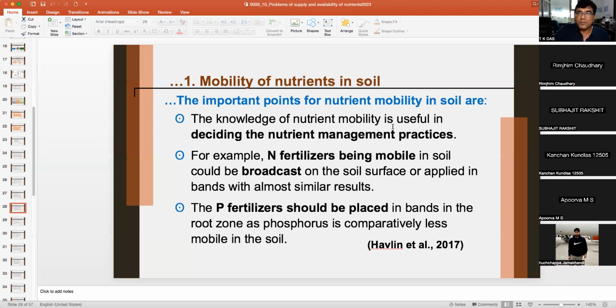Similarly, we know that nitrogen is mobile in the soil. So even if you apply it on the surface, it can go down to the roots of the plant. So nitrogenous fertilizer being mobile in soil could be broadcast on the soil surface or applied in bands with almost similar results. The phosphorus fertilizer should be placed in the bands in the root zone as phosphorus is comparatively less mobile in the soil.